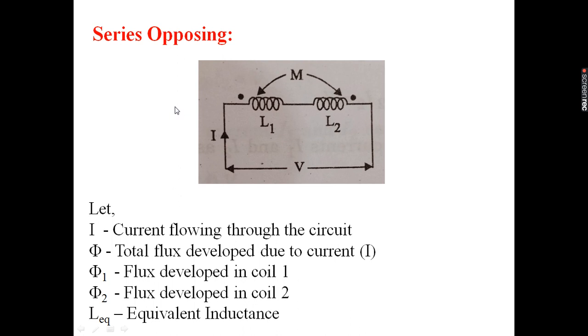Now let us come to the next topic, series opposing. In series opposing, everything is the same as in your previous case, but the only difference is that the position of the dots has been changed. You can see here in this case the current through coil 1 enters the dot, and in the other coil the current leaves the dot. So we have to take the sign or polarity of mutual inductance to be negative.